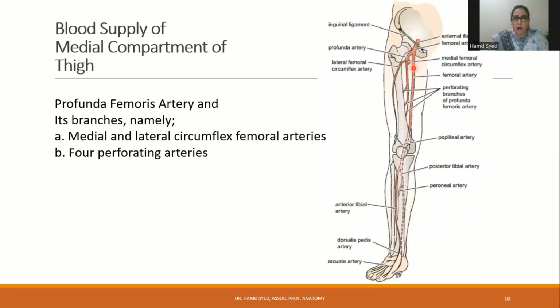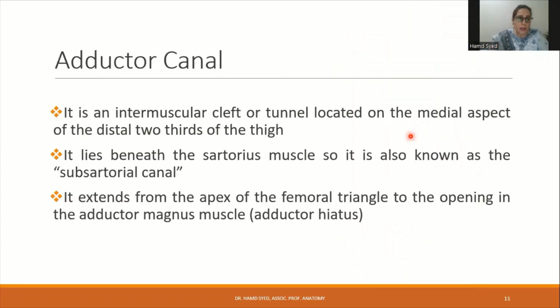This femoral artery, when it has given off the profunda femoris, travels, you can see, first through the femoral triangle, and then eventually it will reach the posterior aspect of the knee. So we will be talking about that in the next few slides.